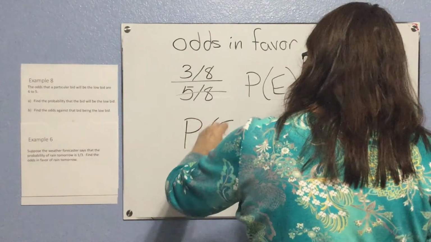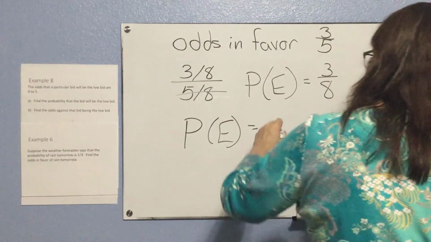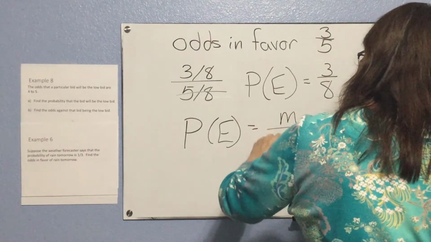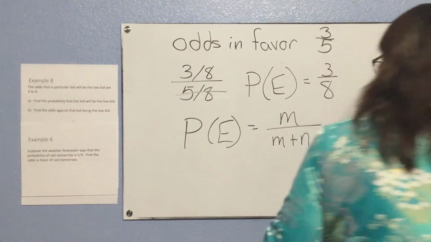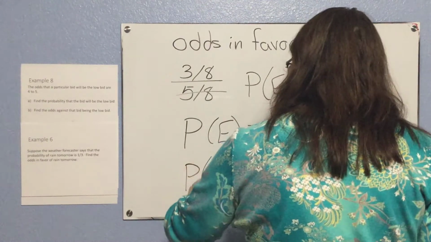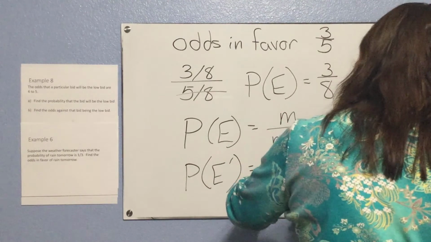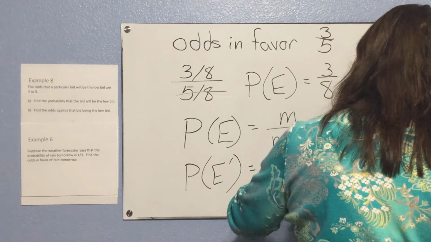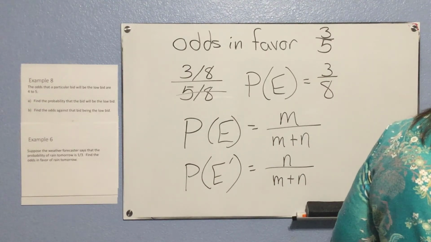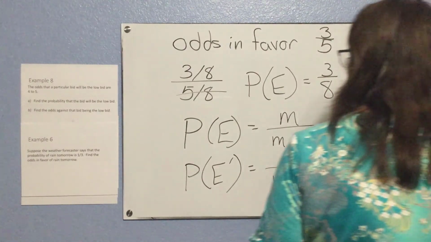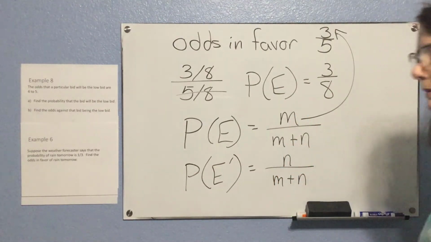Another way to say this: the probability of an event is equal to m over m plus n, and the probability of the event not happening would be n over m plus n. And this is if the odds in favor is m to n, with m being that top number.